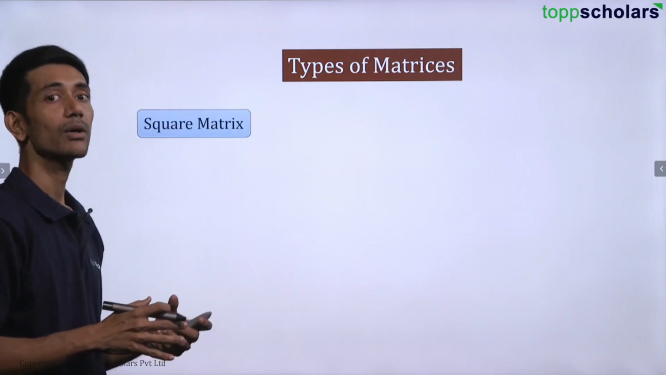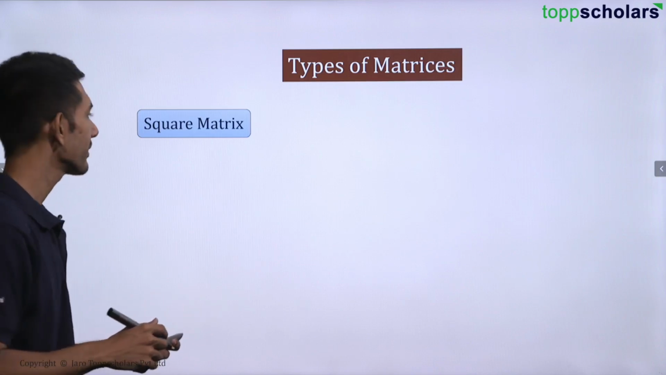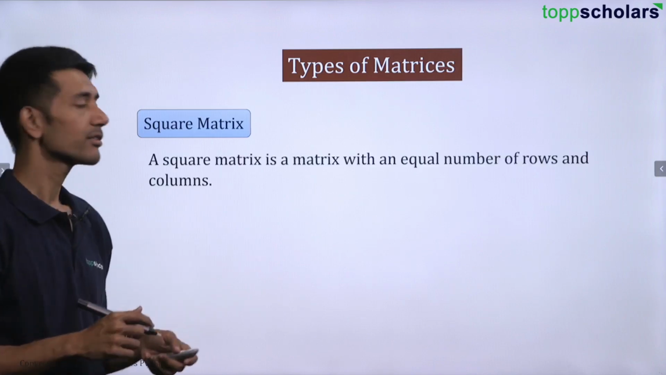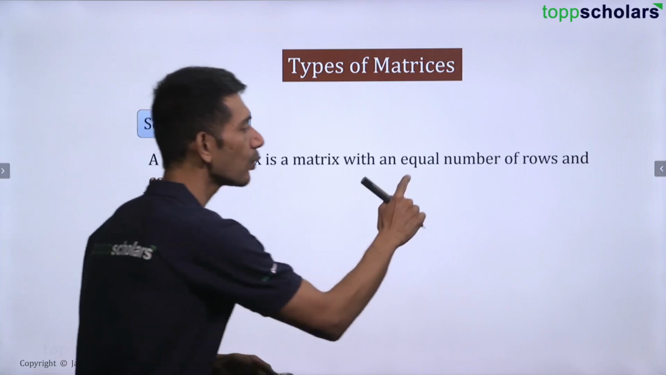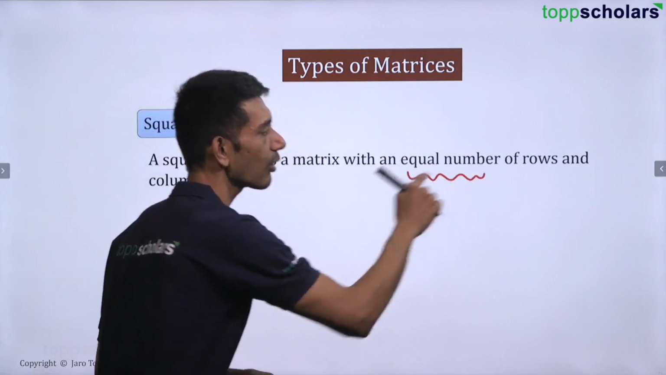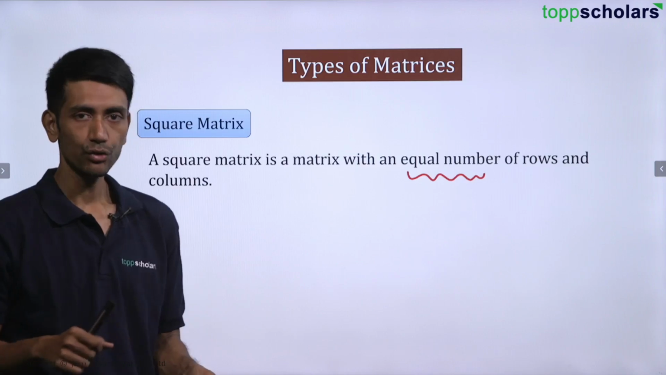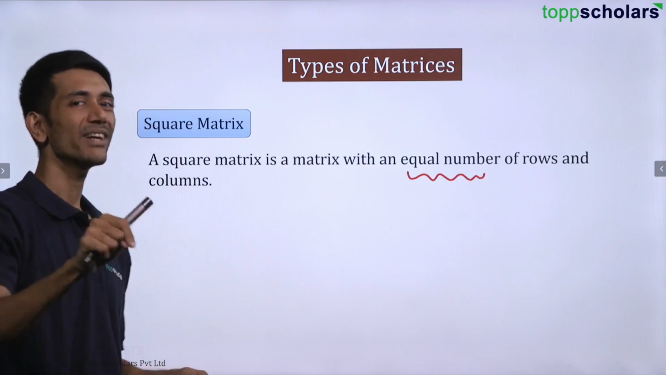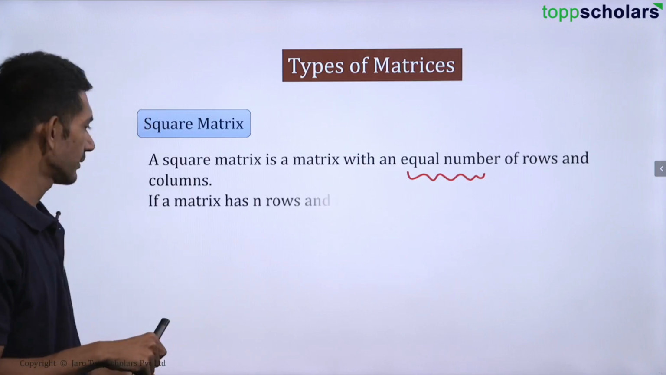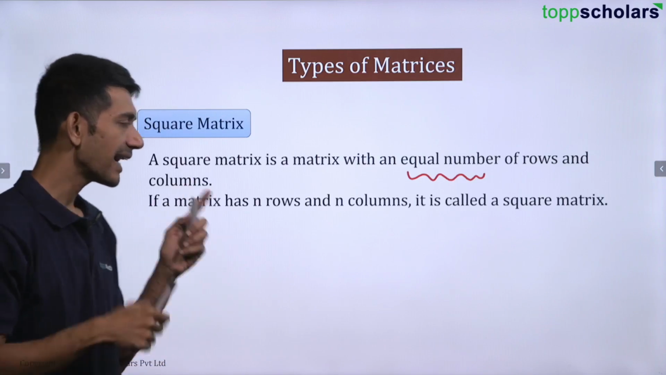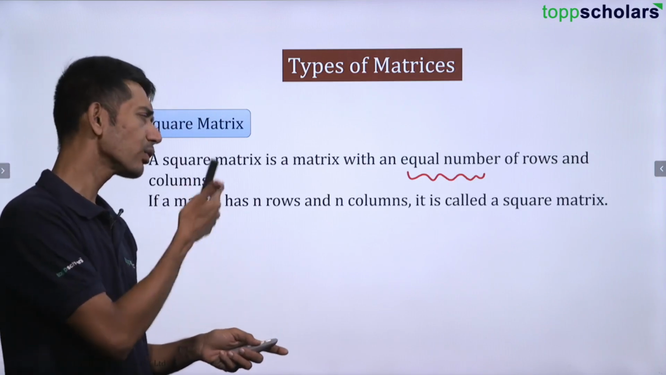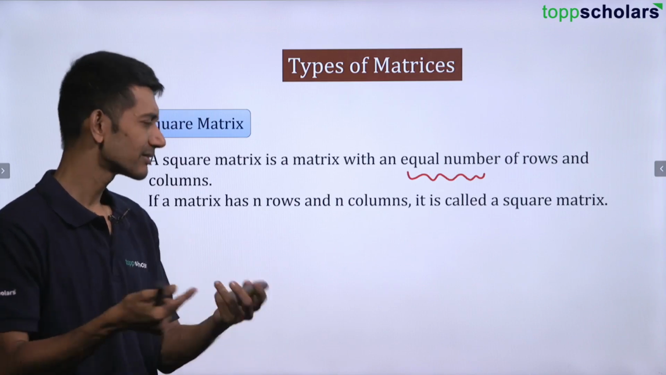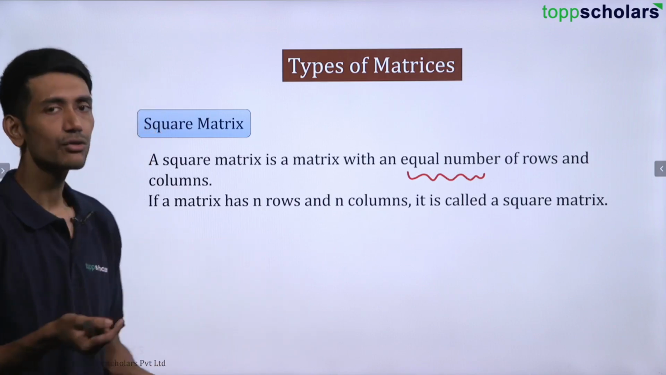Now let us talk about a different type of matrix, that is the square matrix. A square matrix is a matrix with an equal number of rows and columns. That is, if the number of rows is equal to the number of columns, we call it a square matrix. If a matrix has n rows and n columns, or m rows, m columns, x rows, x columns, just an example, it is called a square matrix.